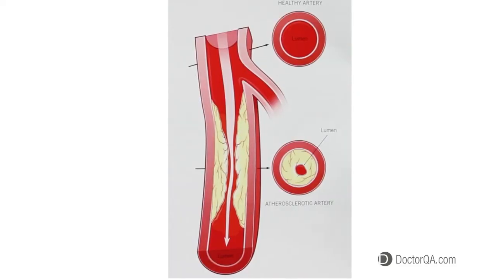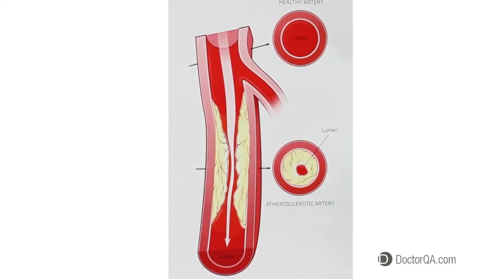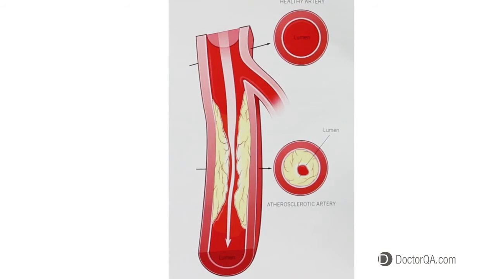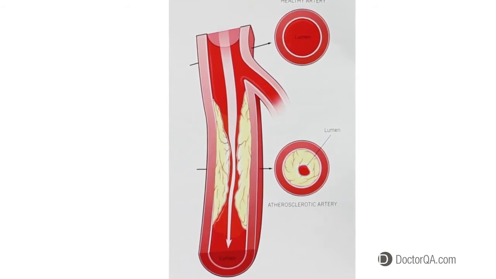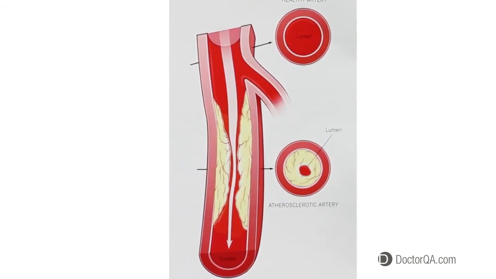This is a test that uses IV contrast dye and an X-ray machine that gives us three-dimensional images of the patient's blood flow all the way from their chest down to their feet. This test is much more specific, and it gives us information regarding the location and the degree of the blockages. If the patient has evidence of high-grade peripheral arterial disease on this test, treatment is often recommended.